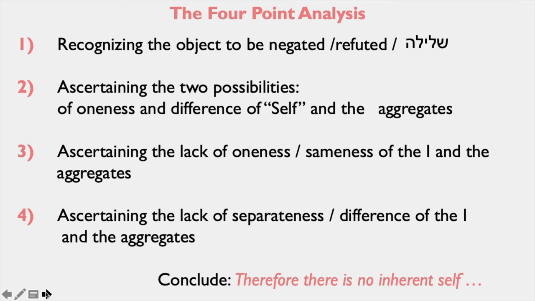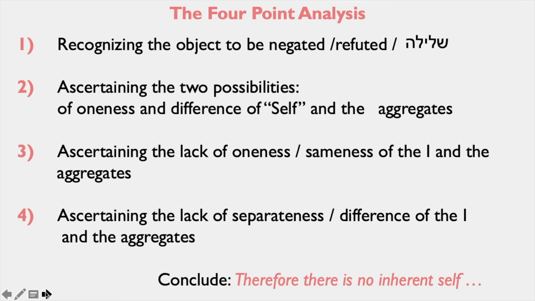So we look at the lack of oneness or sameness of the I and the aggregates by thinking about the absurdity. If the I and the aggregates were the same, then the I and the aggregates would be joined up or merged, and it would be like there were multiple I's, multiple selves.